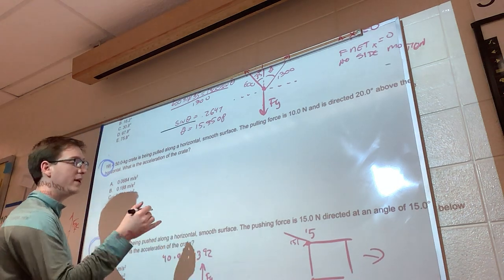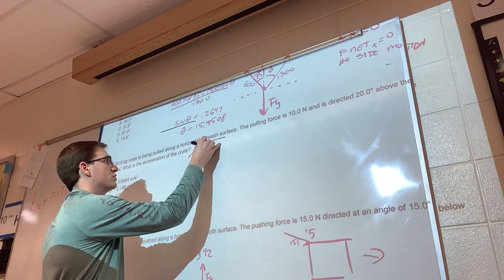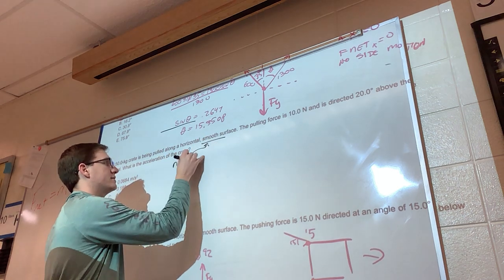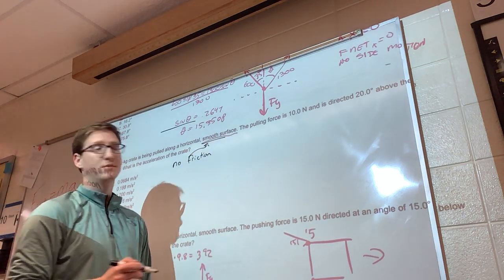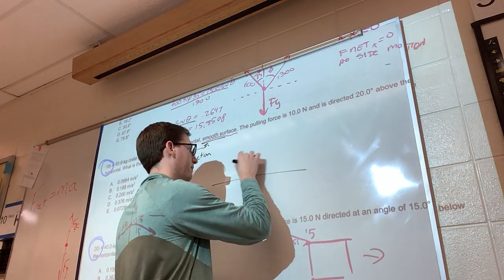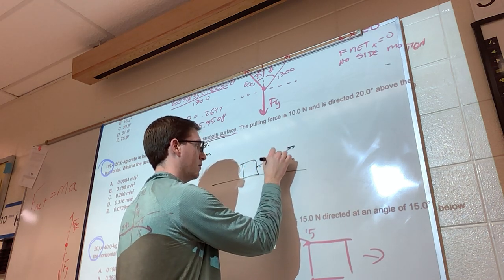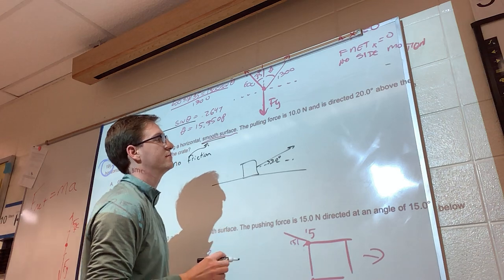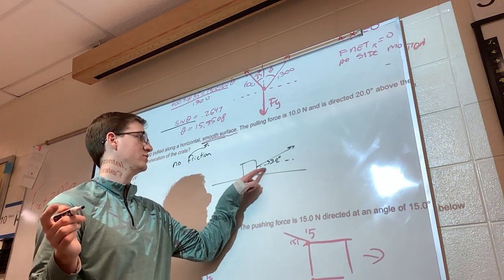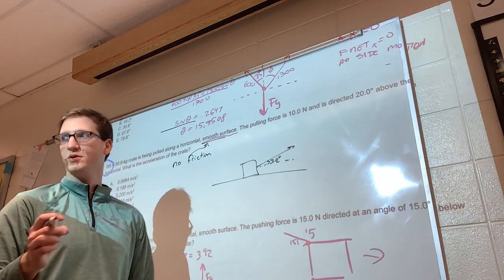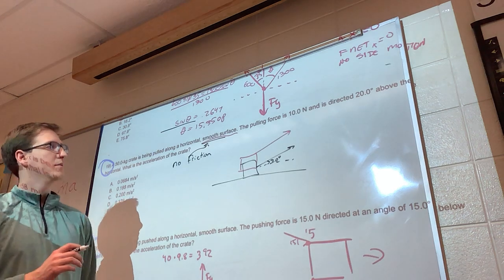19 is made way easier by the fact that it's a smooth surface. The smooth surface is telling us that there's no friction, which makes life way better. The pulling force is 10 newtons and is directed 20 degrees above the horizontal. So I drew my horizontal, and then I drew above the horizontal.